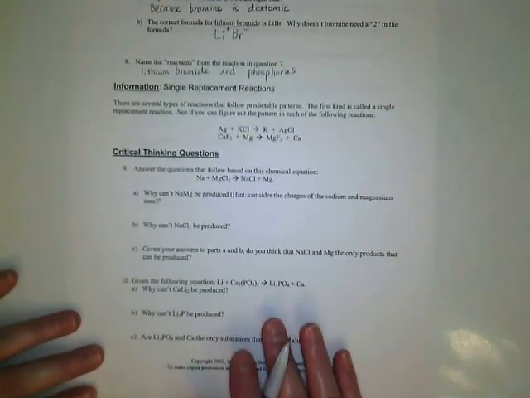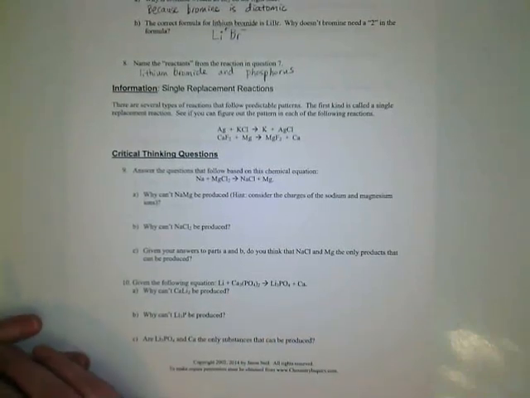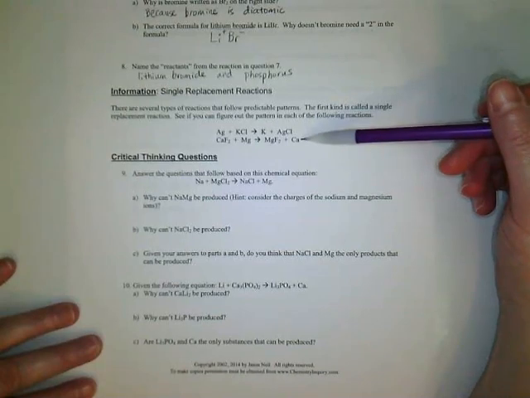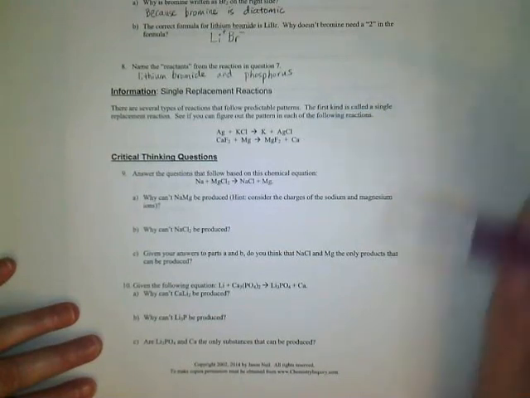All right, single replacement reactions. There are several types of reactions that follow predictable patterns. The first kind is called a single replacement reaction. See if you can figure out the pattern in each of the following reactions. So again, look at these carefully and try to see if you can find something that's consistently happening in them.